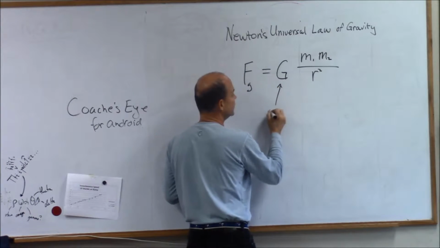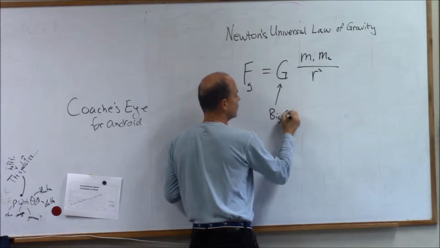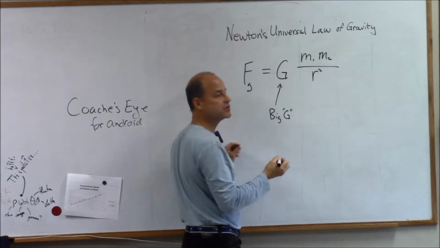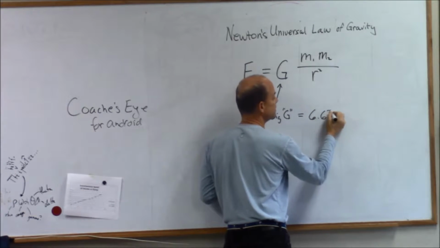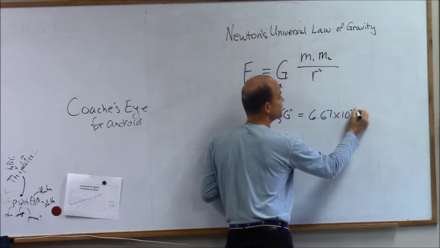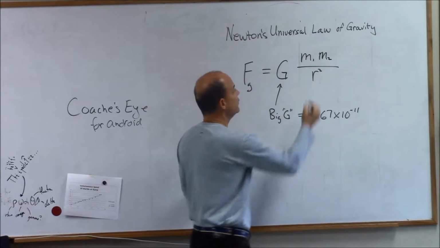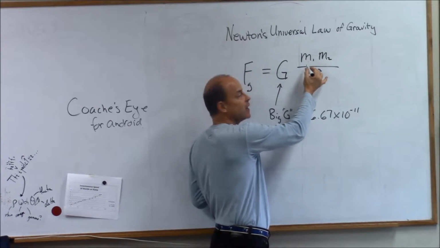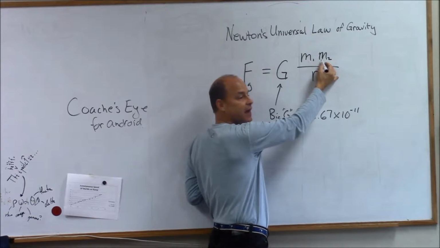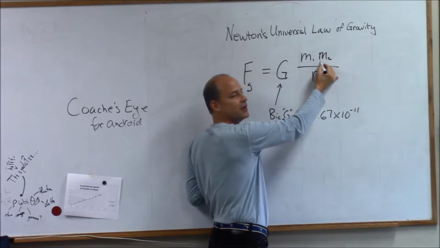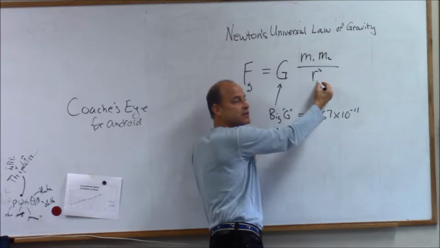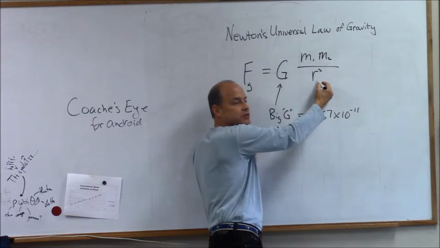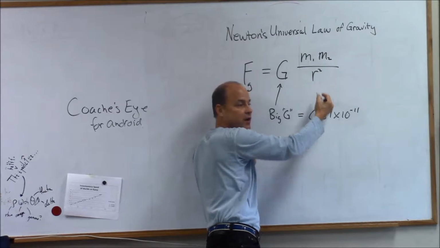This is what we call big G. It's just a constant. It's a number. 6.67 times 10 to the minus 11. This is the mass of one object in kilograms. This is the mass of another object in kilograms. And this is the distance between those two objects, the center to center distance squared in meters squared.